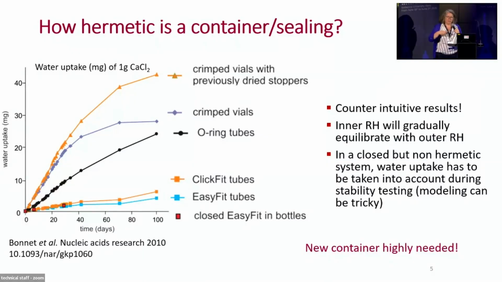But at the beginning of the company, a long time ago, we didn't know how hermetic were the containers or the sealings that were on the market. So we evaluated different containers and closures, like crimped vials, O-ring tubes, and regular plastic tubes. And we put 1 gram of a desiccant inside each container, and we measured the water uptake during time.